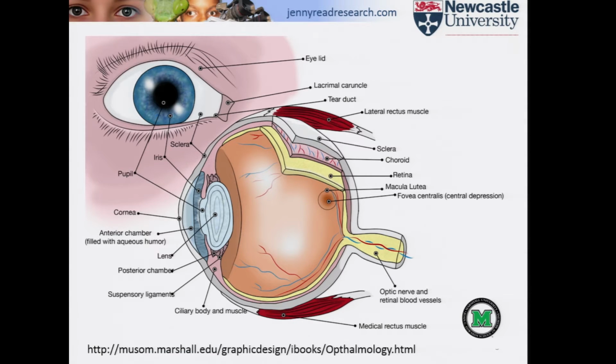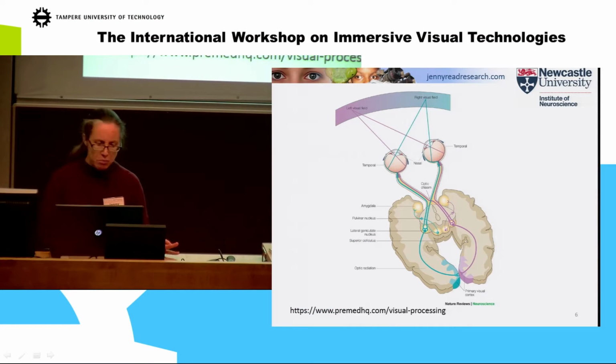The lens and the cornea together focus the image on the back of the eye, the retina. We're going to talk about the fovea, the central region where vision is most acute, and the optic nerve, which is like the cable taking information to the brain. I'm only going to very briefly talk about the brain.